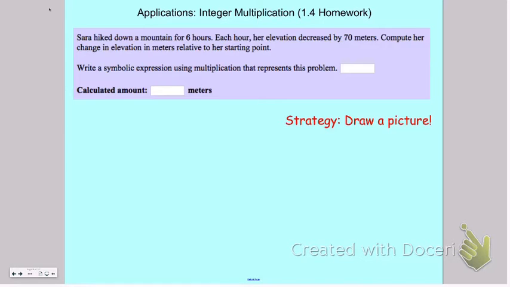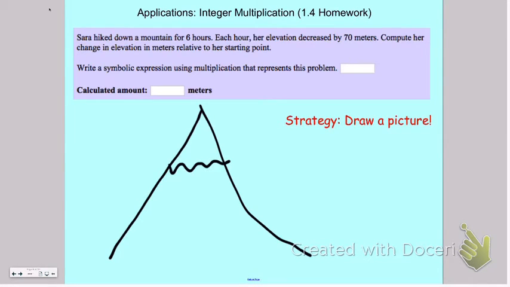So it says that Sarah hiked down a mountain for 6 hours. Each hour her elevation decreased by 70 meters. Compute her change in elevation in meters relative to her starting point. Okay, so let's first start by, I'm going to draw myself a little mountain here. There's the snow. And here is Sarah. She's up at the top. And she is going to hike down or decrease 70 meters each hour.